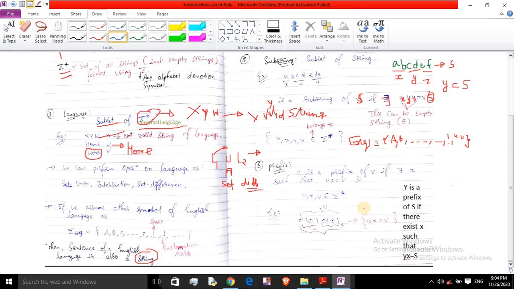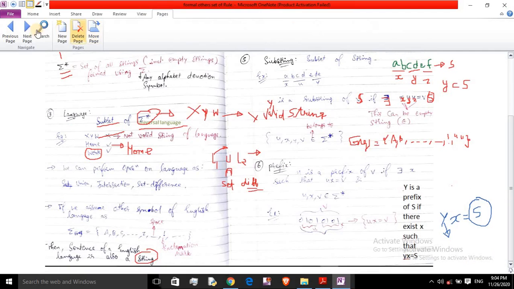Okay, now look at this one. Y is a prefix of s if there exists x such that yx is equal to s, meaning our given string of whole, complete words. So y is said to be a prefix of this s. This is the simple meaning of it. Now moving to our next page.